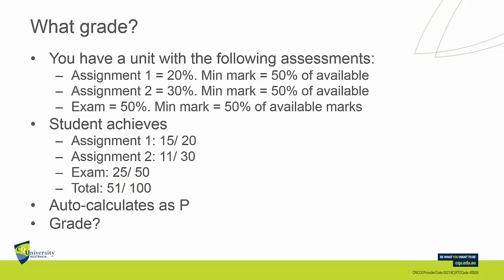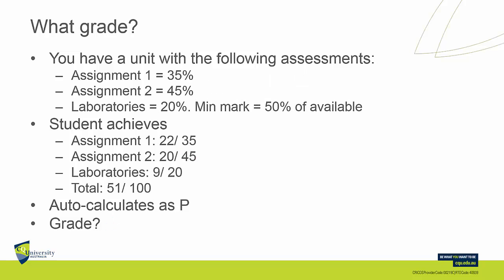In this scenario, there's a minimum requirement for all pieces of assessment. The student has passed assessment 1 and the exam, but has failed to meet the minimum mark for the second assessment only, but again has an overall total of 51 out of 100, so Moodle will auto-calculate this as a pass. However, as a student has failed 1 assessment item only and scored above 44.5%, they are eligible for a supplementary assessment.